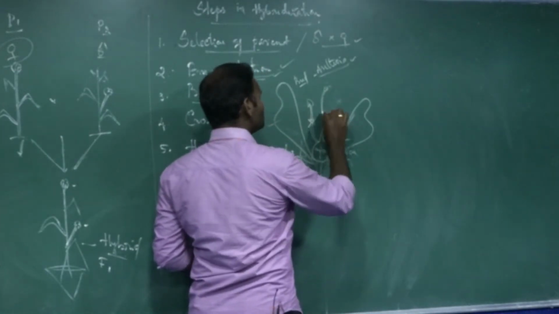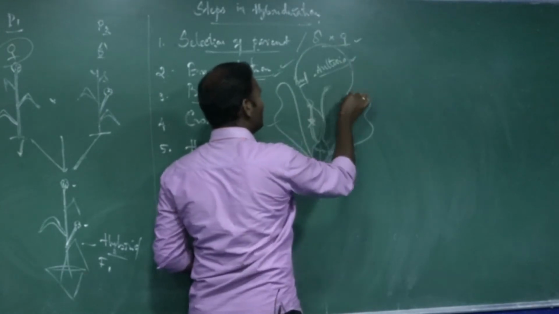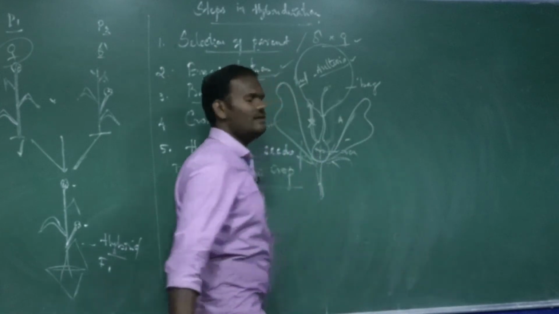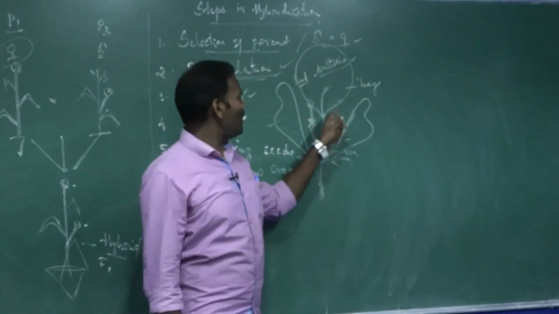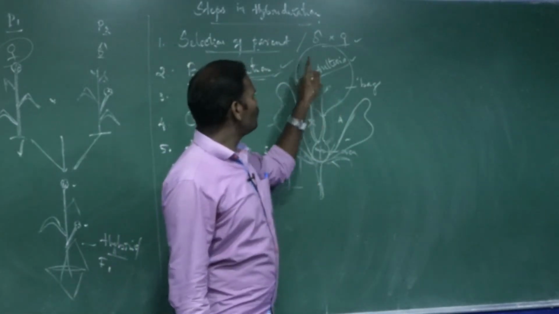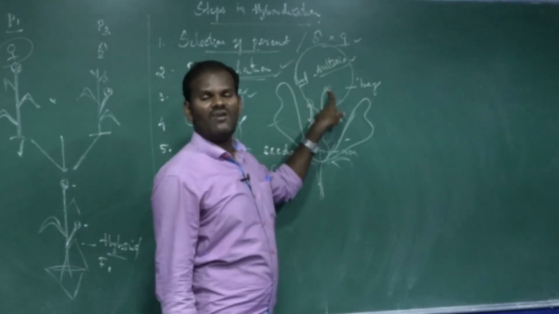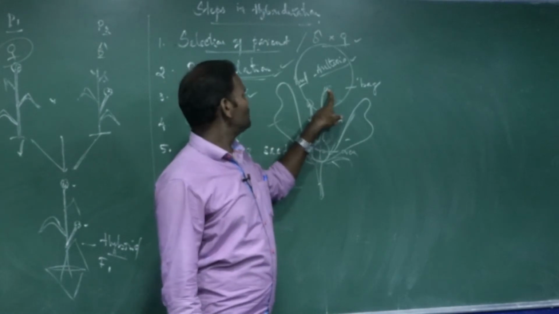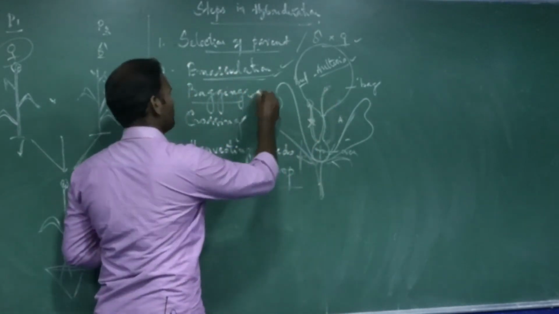By covering it with a bag, by the process called bagging. With the help of a bag, we protect the stigma to avoid contamination by other pollen grains. So this is called the bagging process.